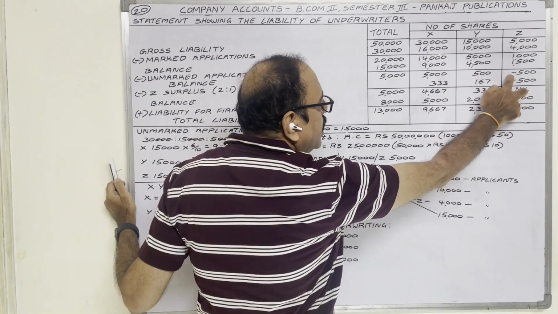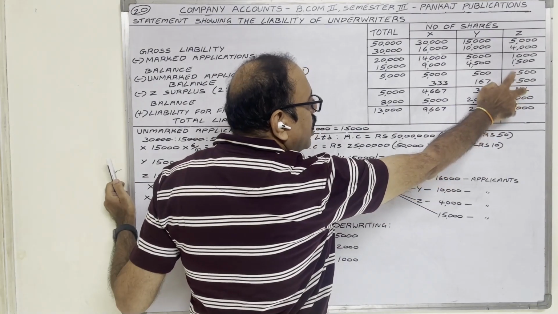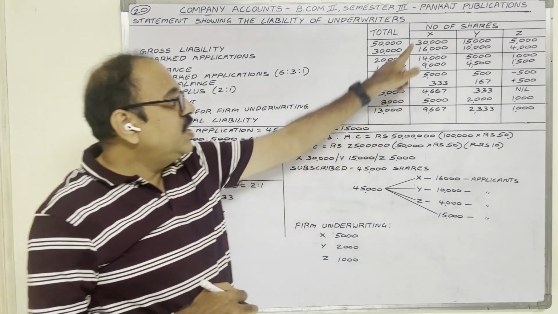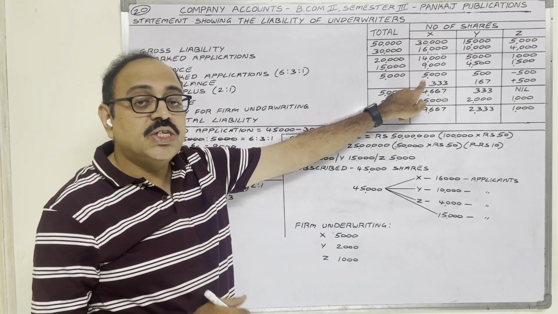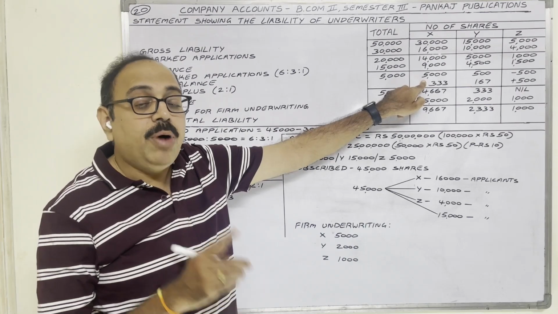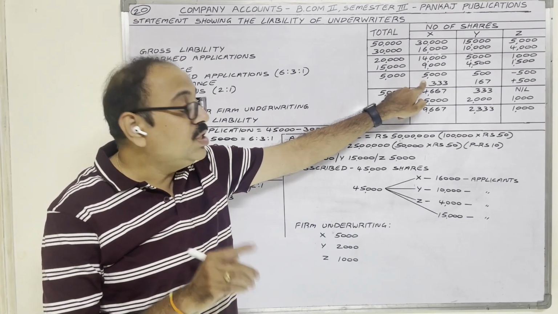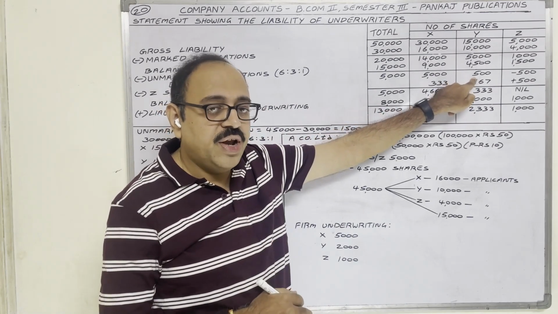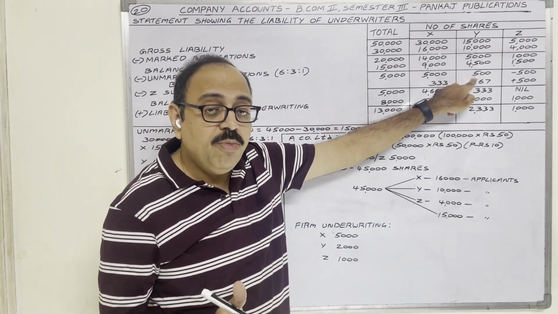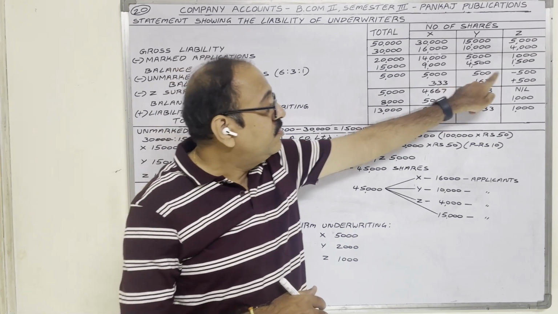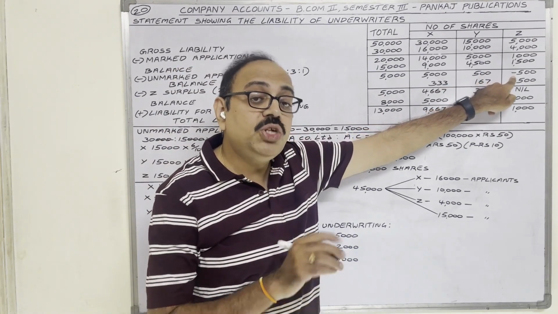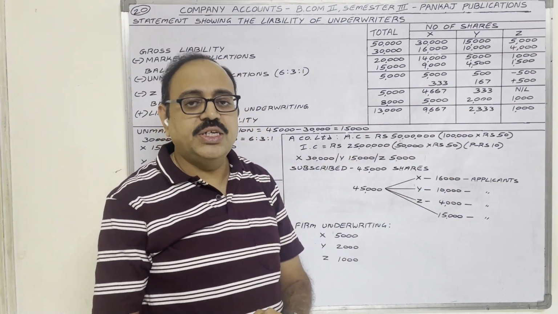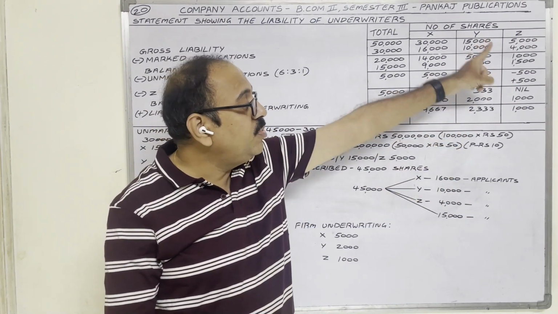Then the final balance is 5,500, and here for Z the answer is coming in minus. What is the meaning of that? Finally, for X there is a deficiency of 5,000, meaning the public failed to buy 5,000 shares. For Y, there is a deficiency of 500, meaning the public failed to buy 500 shares. For Z, there is a surplus of 500, meaning the public applied for an extra 500 shares. So here Z's liability is nil.